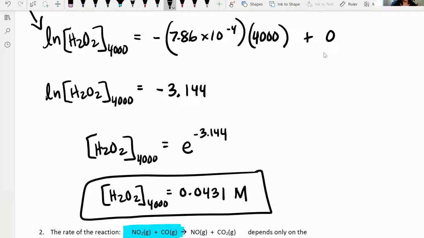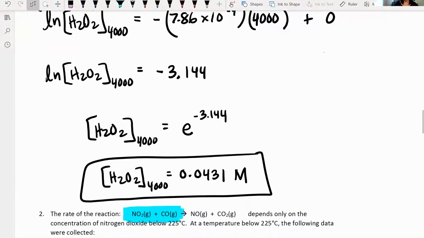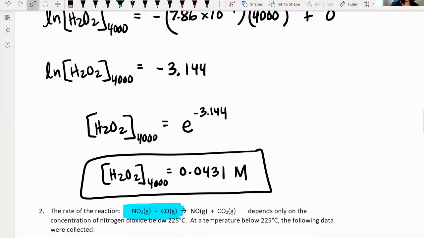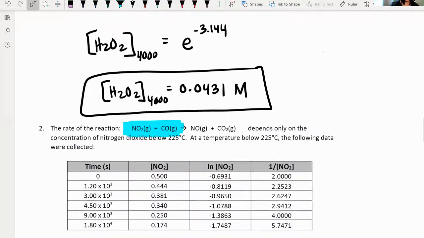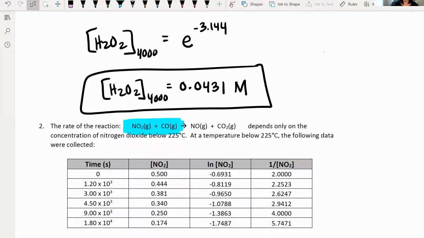Question number 2. We're now looking at a reaction between nitrogen dioxide and carbon monoxide. And we're given some data. Again, I see what type of data this is. They gave me time. They gave me concentration. This is an integrated rate law problem.